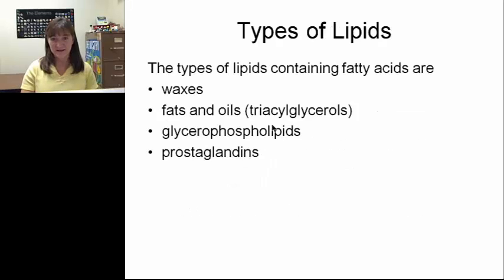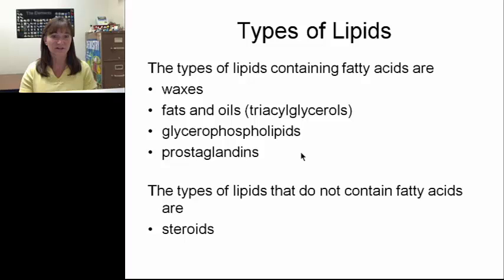Okay, so those were just some properties about lipids you needed to memorize. Here are the two ways to divide up our lipids. The types of lipids that contain fatty acids are waxes, fats, and oils, which are also called triacylglycerols, glycerophospholipids, and prostaglandins. In this class, we're only going to focus on the first. I'm going to leave the prostaglandins for biology or anatomy and physiology. The types of lipids that do not contain fatty acids are the steroid classification, which we'll also look at in this class.